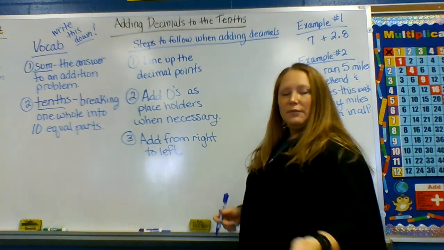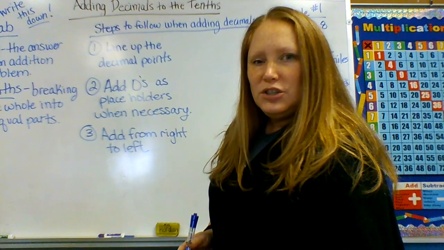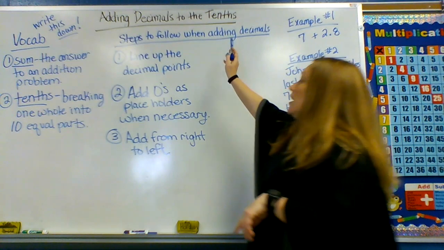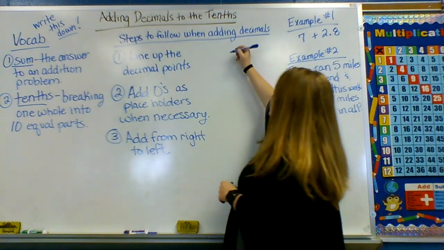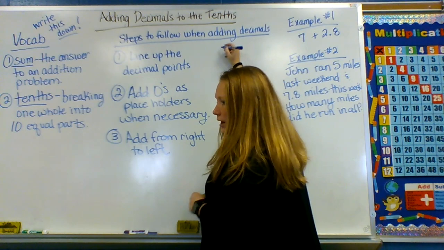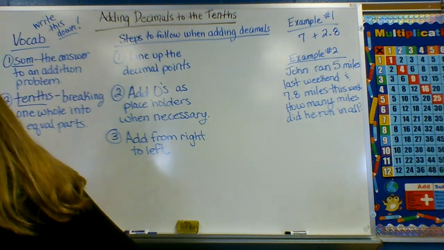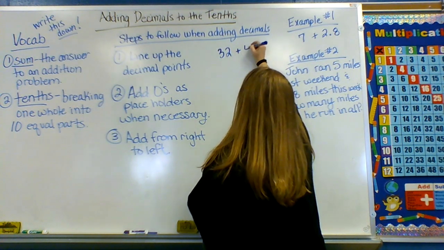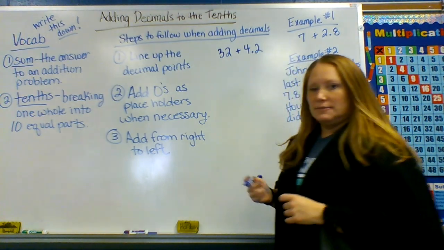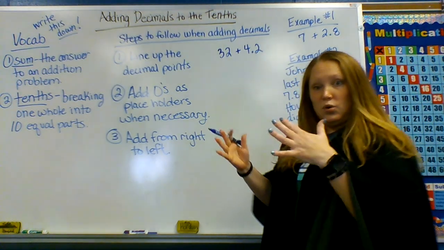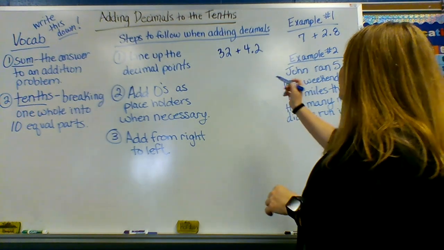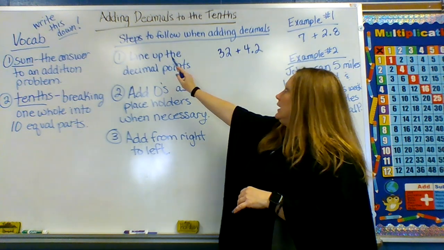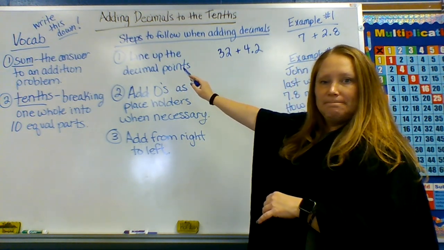Now, for the next part, these are the steps that you need to follow when you add decimals. So let's say I give you this problem right here: 32 plus 4 2/10. 32 wholes plus 4 2/10. Now, the first step, and I need you to write this down too in your notes: line up the decimal points.